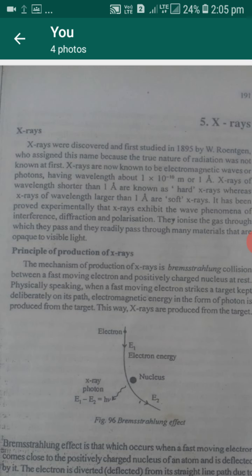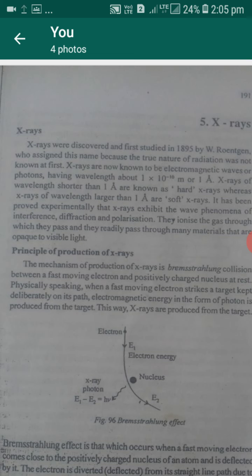Production of X-rays. X-rays are produced by means of Bremsstrahlung collision. See the diagram. The fast moving electron strikes a target. The target is a nucleus, which is at rest. When it strikes the target, electromagnetic energy is emitted in the form of a photon. These are X-rays.